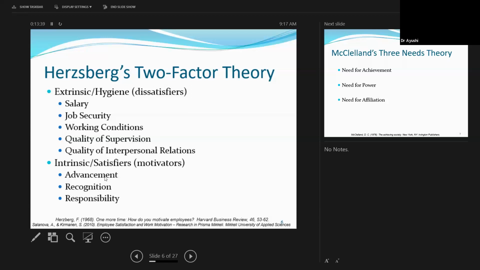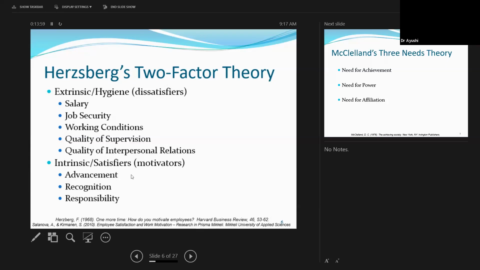And the motivators are advancement, recognition, and responsibility. When there is advancement, obviously that is going to be a motivating factor. And recognition, for example, if you are recognized for the work that you do, you're praised for the work that you do, it is definitely going to act as a motivation for you.